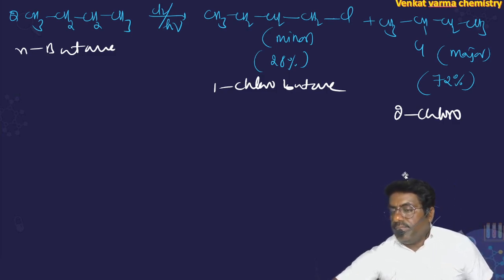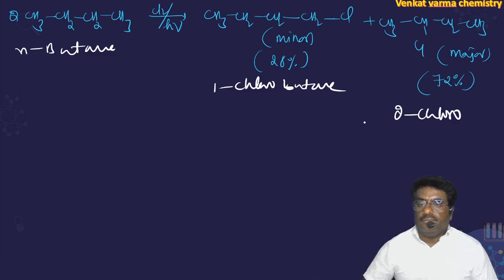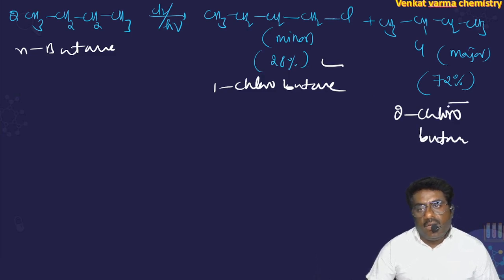Chlorobutane. See, 1-chlorobutane is 28% and 2-chlorobutane is 72%. How to decide whether it is minor or major? By using this principle.